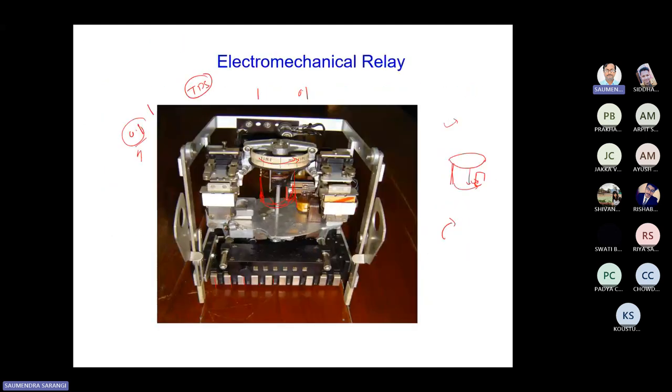So we are having two types of setting. One is called the pickup setting. What is the pickup setting? The current over which the relay will operate, that is called the pickup setting. And the second one is called the time setting. The time setting is also called the time setting multiplier, TSM.